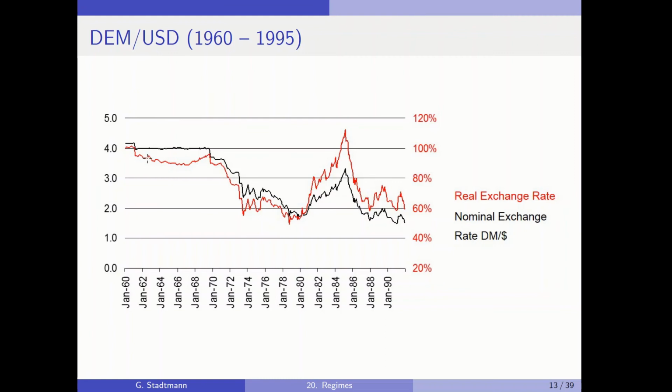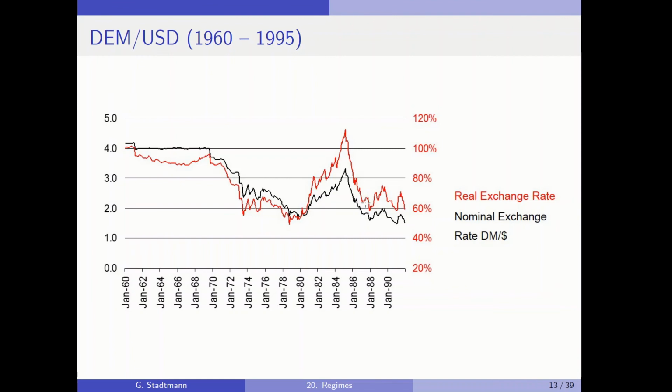So you can see here the red line against the right axis. This is the real exchange rate. And in the Bretton Woods era, the real exchange rate is pretty constant. There's not too much volatility in the real exchange rate. But then when the nominal exchange rate is fluctuating, after the breakdown of the Bretton Woods system, this huge volatility also pops up in the real exchange rate. So the volatility of the nominal exchange rate transmits into a volatility of the real exchange rate, and then of course international trade is affected.